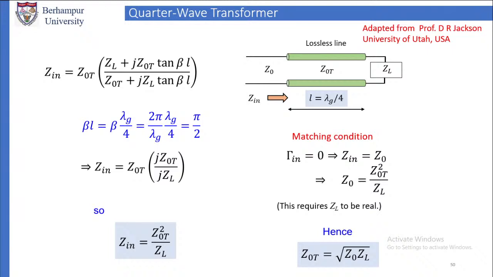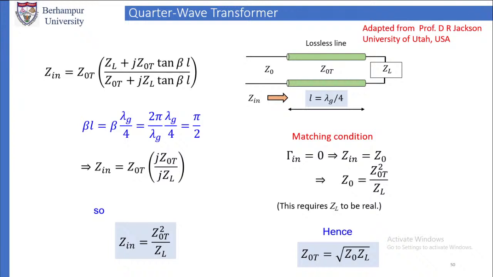So Zin will be equal to Z0T, the characteristic impedance of the second transmission line, into (ZL plus jZ0T tan beta L) divided by (Z0T plus jZL tan beta L). This is the expression that we know. Now beta L: we know the length L is lambda g by 4, so beta L is equal to beta into lambda g by 4. Beta is 2 pi by lambda g, so 2 pi by lambda g into lambda g by 4. Lambda g cancels out. 2 in the numerator, 4 in the denominator, so the denominator becomes 2. So beta L is equal to pi by 2.